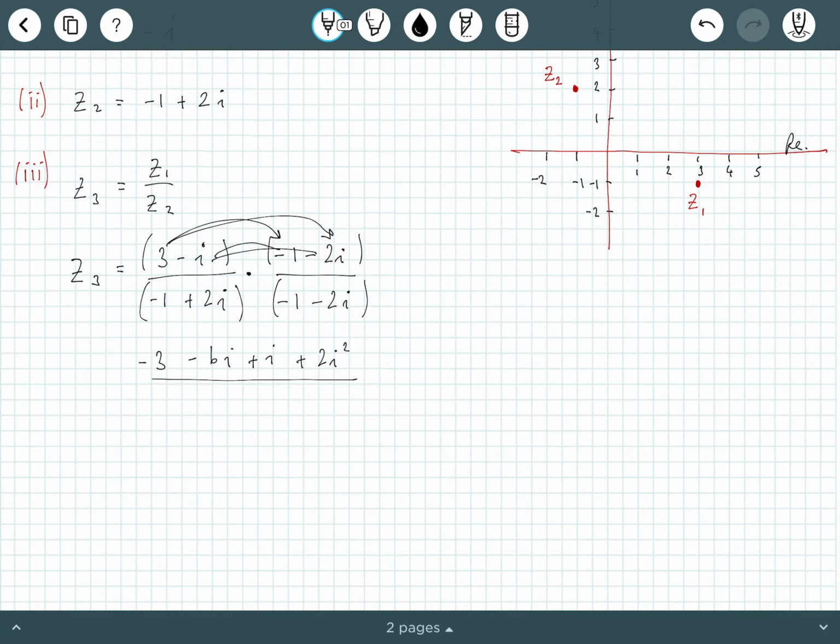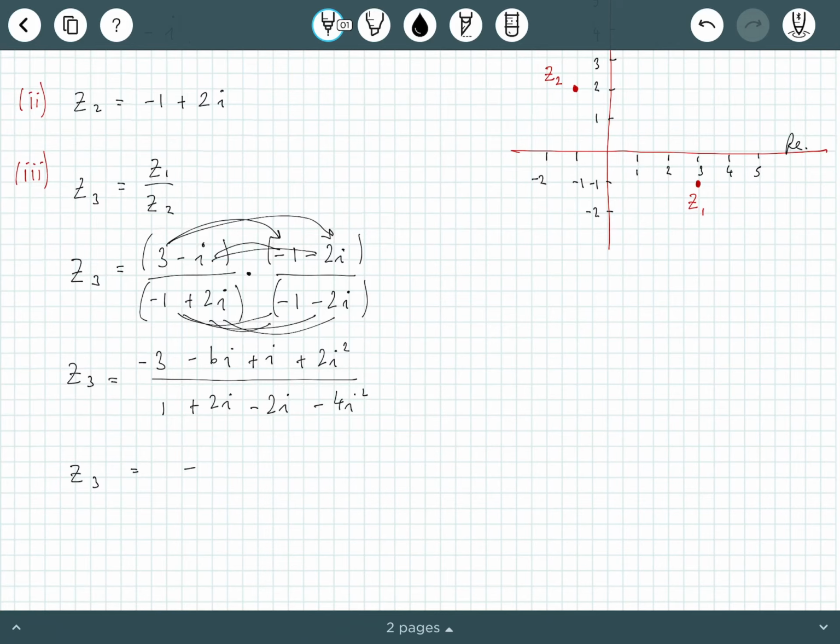Move on to the bottom. Minus 1 by minus 1 is 1. Minus 1 by minus 2 is plus 2i. Plus 2i by minus 1 is minus 2i. And plus 2i by minus 2i is a minus 4i squared. Okay, let's tidy these up. Remember, this is Z3 we're looking for.